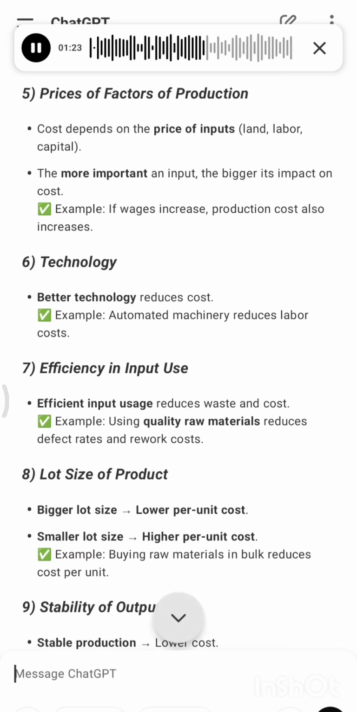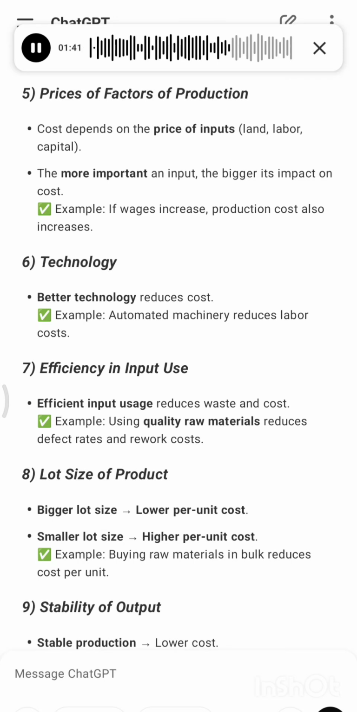6. Technology. Better technology reduces cost. Example, automated machinery reduces labor costs. 7. Efficiency in input use. Efficient input usage reduces waste and cost. Example, using quality raw materials reduces defect rates and rework costs.